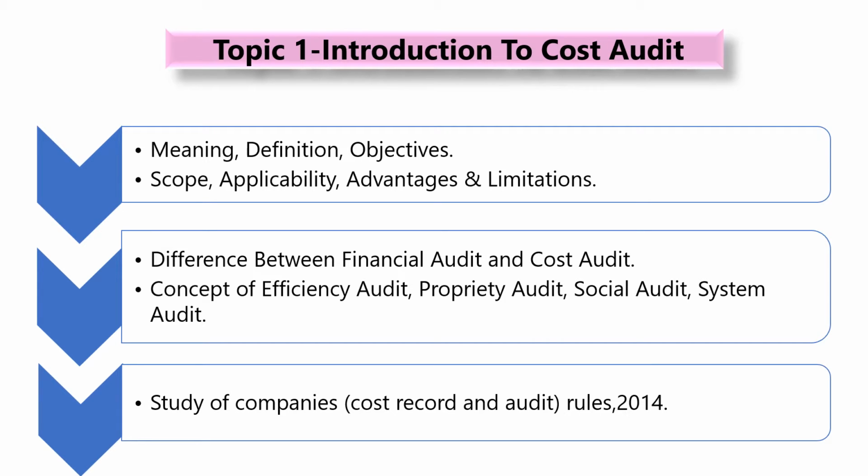Thereafter, there will be the difference between financial audit and cost audit. Financial audit is concerned with the financial accounts and cost audit is concerned with the cost accounts. After that, we will study the concept of efficiency audit, propriety audit, social audit and system audit. And at last, there are the Companies (Cost Records and Audit) Rules, 2014. So in this way, your first topic covers all the necessary information about cost audit.